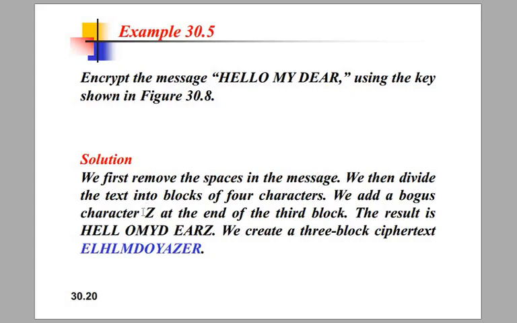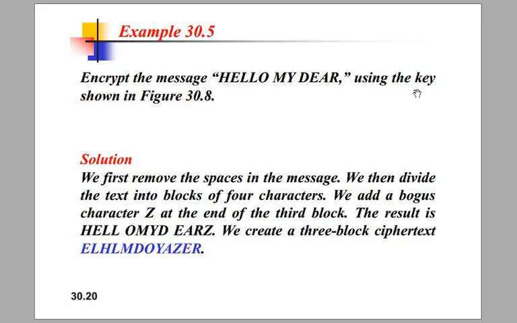So what we can do is add a bogus character or bogus symbol here, and we consider Z in this example. You just add a Z at the end, so that we can easily break down the message into chunks, so that each chunk has 4 symbols. So we have HELLOMYDEARZ, so it becomes 12.